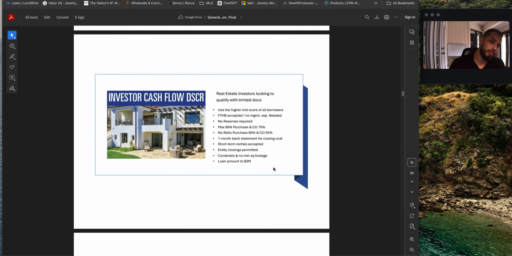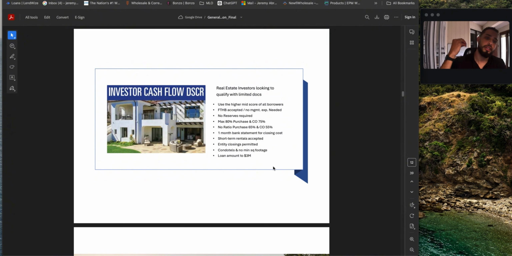One month bank statement for closing cost. Pretty self-explanatory. Short-term rentals accepted. This is very, very important. So here in the Central Florida area, I'm sure many of you are familiar with Disney, and there are many short-term rentals near Disney. Okay, so when they say short-term rentals accepted, that means they're taking the ratio of what a short-term rental would make. Because we know that someone renting their property out short-term is going to make significantly more money than the person renting the property out long-term. So they're going to take the ratios on the potential rental income on the short-term rental compared to the long-term rental, which benefits you because you have a higher DSCR ratio, which helps you qualify a lot easier.